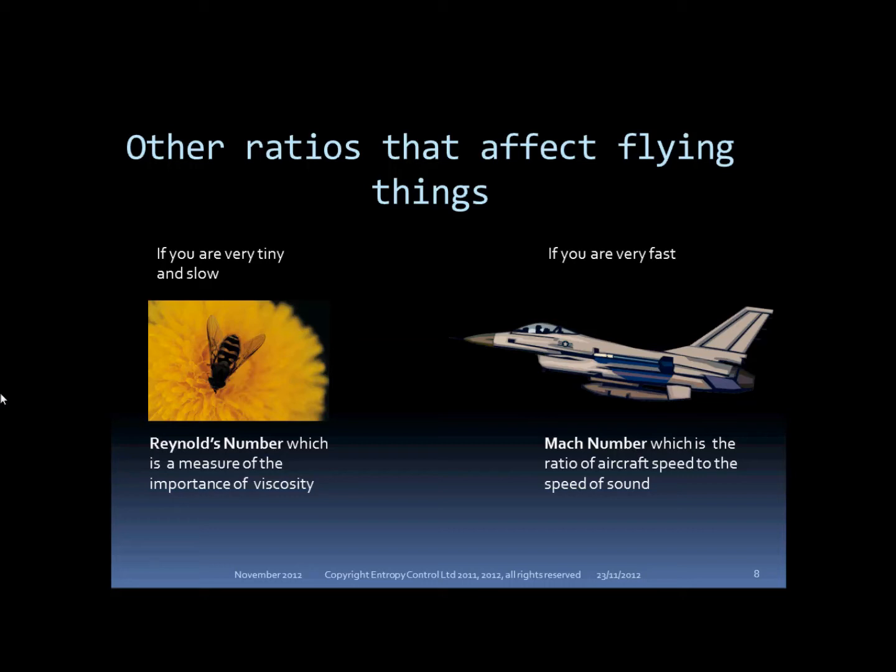For completeness, I wanted to just mention two other ratios that affect the flying things and that you may come across. The first is Reynolds number, which is important for very tiny things like gnats and bumblebees, and it's a measure of the importance of the air viscosity. For a bumblebee, air is quite a viscous fluid, like oil, and it doesn't fly in it like an aircraft. Its flight is more like a swimmer treading water. At the speeds and sizes that we are operating, the effective Reynolds number is insignificant, so we ignore it.